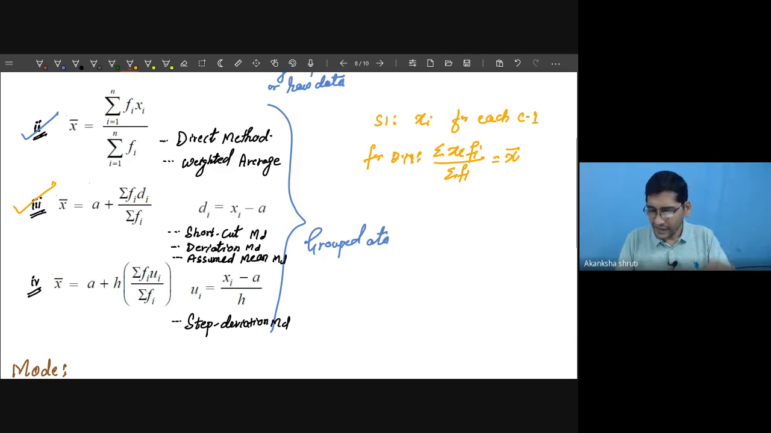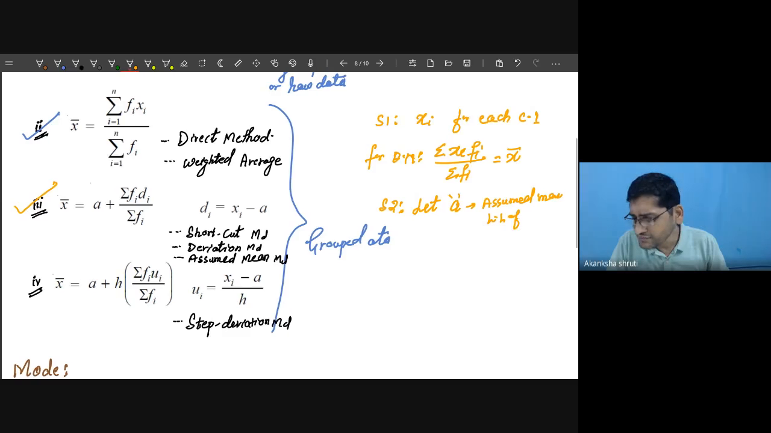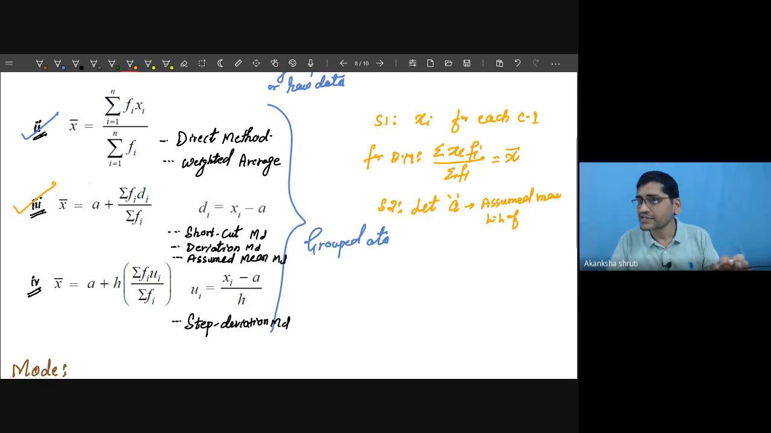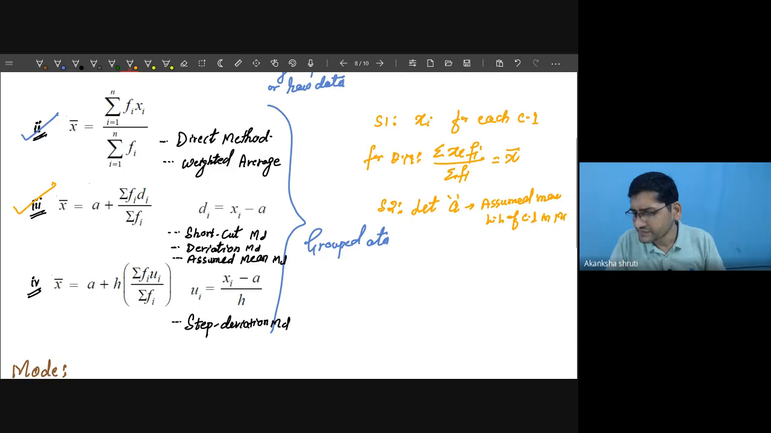But if we come to the assumed mean method, then the second step comes into the picture. First you again calculate the xi for each class interval, but here you will take A as the assumed mean. What is this assumed mean? The lower limit of the class interval in the center, or middle. This one. It is the second step.